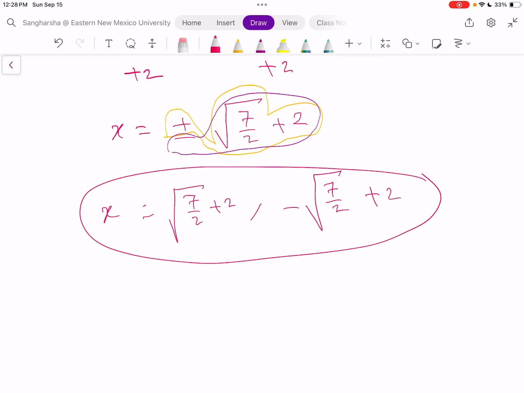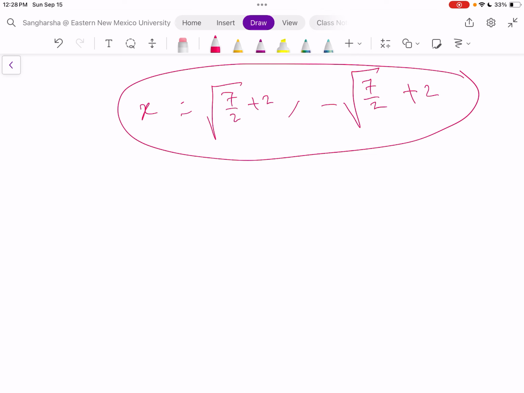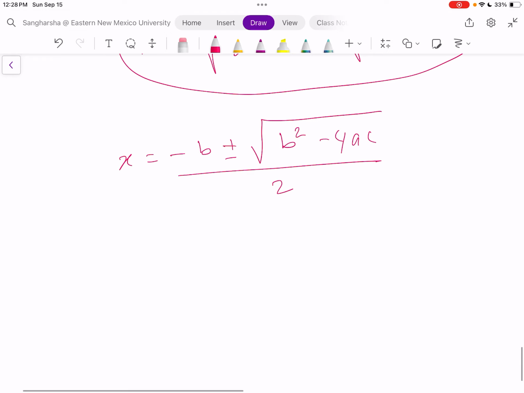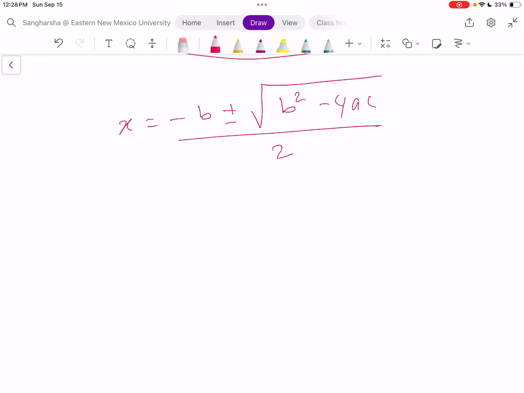Okay, so next we have 20, 33, 20. So in number 17 and 20, you are asked to solve the quadratic equation using the quadratic formula. Okay, so your quadratic formula is x equals negative b plus minus square root of b squared minus 4ac, divided by 2a. Now let me solve number 20.